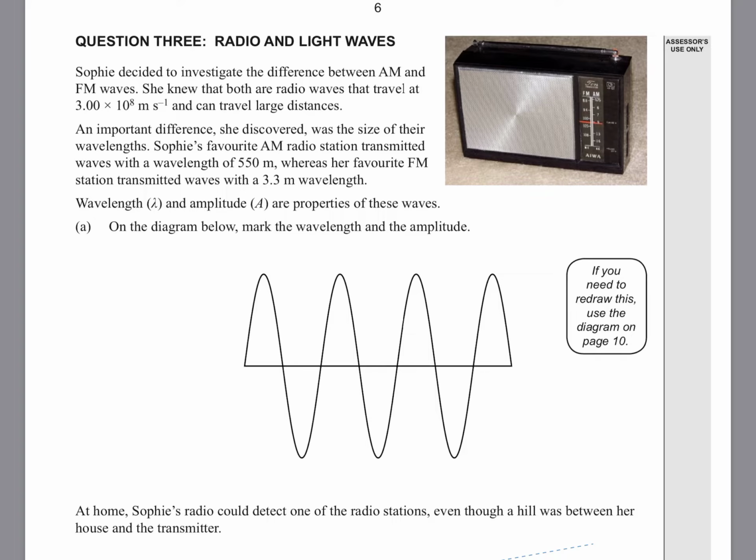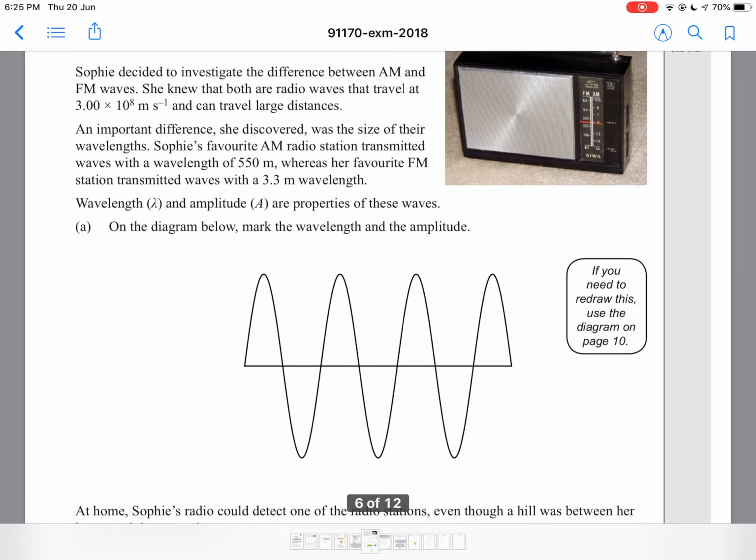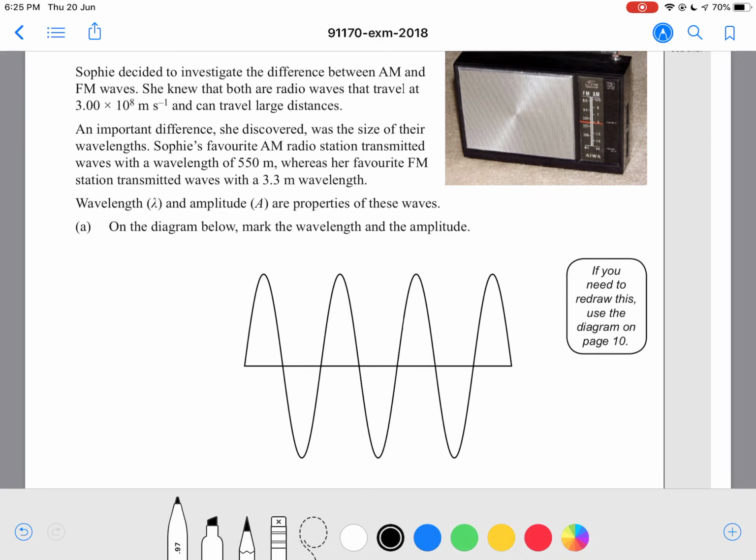Wavelength lambda and the amplitude A are properties of these waves. On the diagram below, mark the wavelength and the amplitude. We know that the wavelength is the difference between two crests or two troughs, and our amplitude is the maximum displacement. So we can say that our wavelength is the difference between two wave troughs or two wave crests. So the difference between the two wave troughs here gives us our lambda.